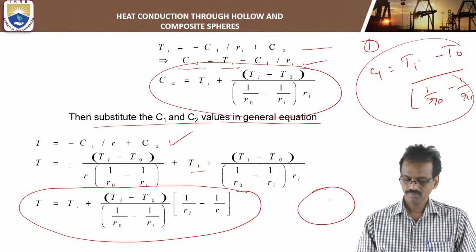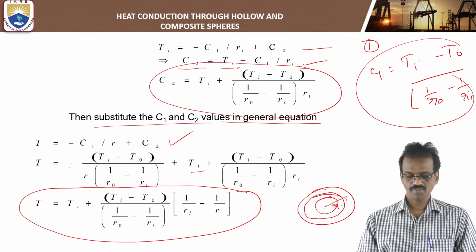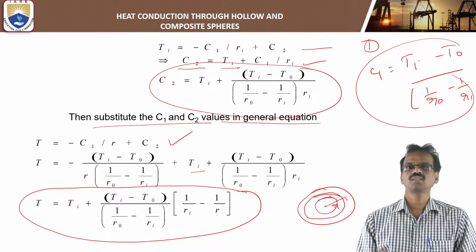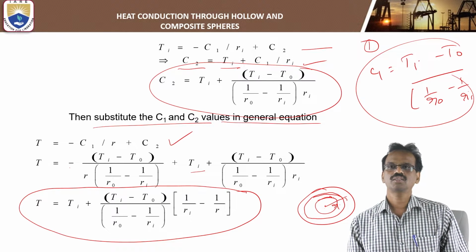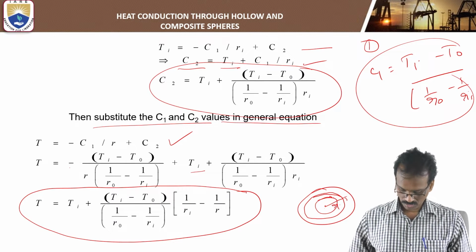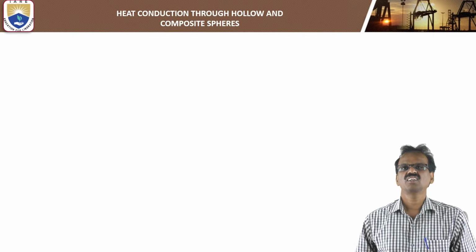In the hollow sphere, if you want to find the temperature at a particular region, at R distance, the temperature is equal to T. You can find the temperature value at any particular radius by using boundary condition 1 and boundary condition 2. So this is the T formula. Just remember this one.